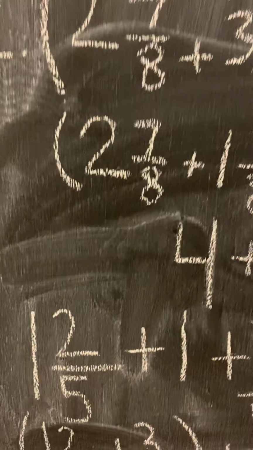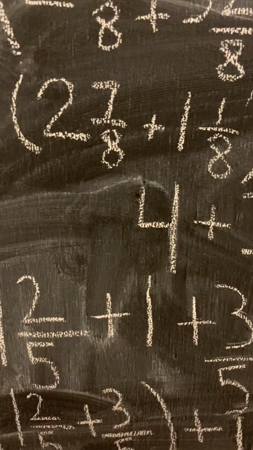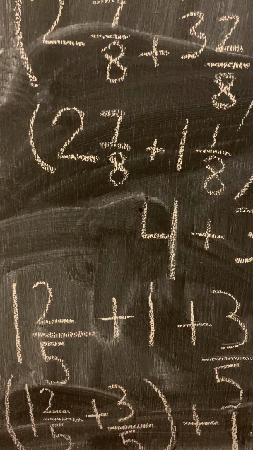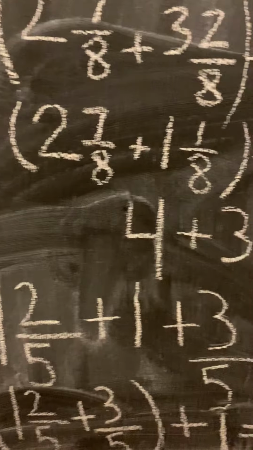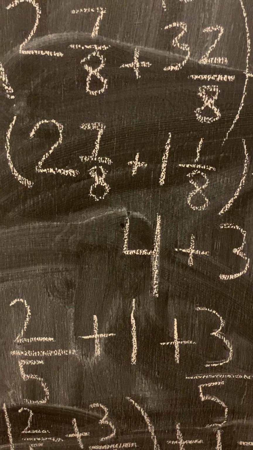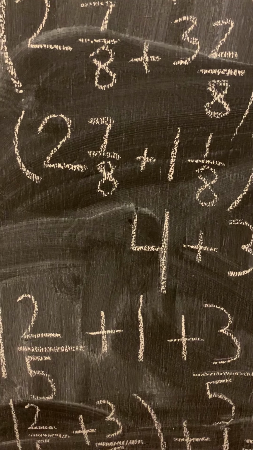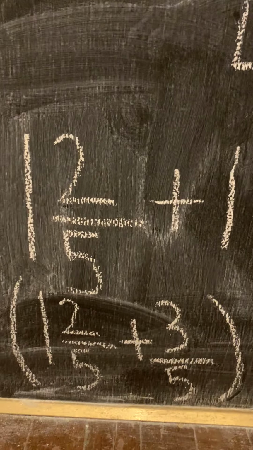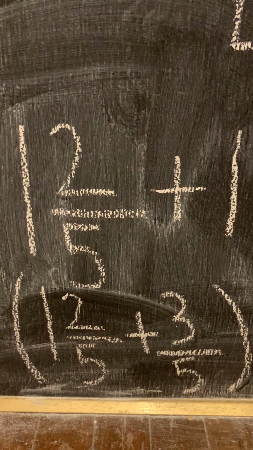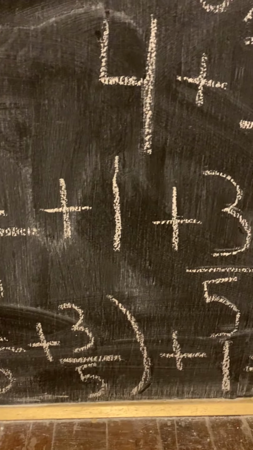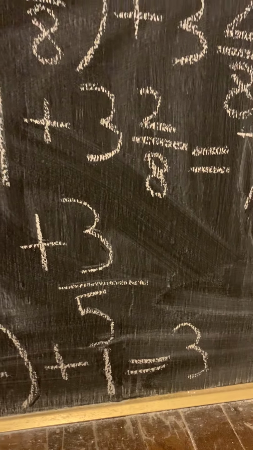One last one. 1 and 2/5 plus 1 plus 3/5. You should be thinking associative property. I want to get 1 and 2/5 and 3/5 right by each other, because 2/5 plus 3/5 is 5/5, or 1 whole. So those two numbers are going to make this problem really easy, getting them next to each other. Let's get 1 and 2/5 plus 3/5, and that's going to equal 2, right? 2 plus 1 equals 3.